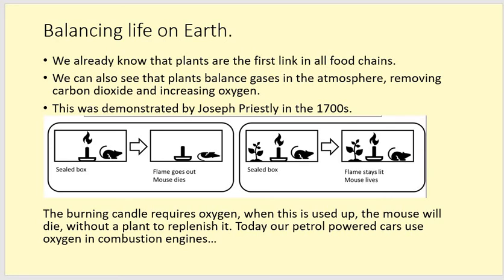the food chain. Now, we know that plants balance gases in the atmosphere because we can see that they take in carbon dioxide and they produce oxygen. And that is the oxygen that we breathe. So we need to be in balance with plants. The first time this was demonstrated was back in the 1700s by a scientist called Joseph Priestley.